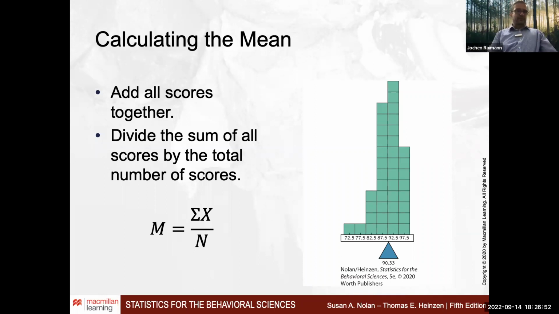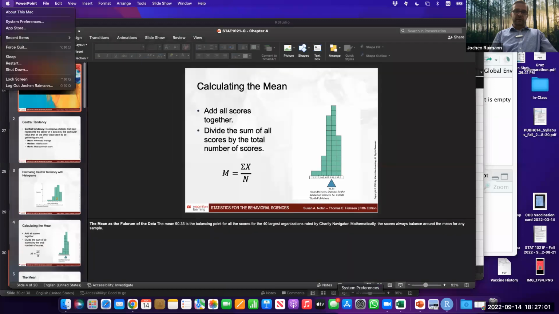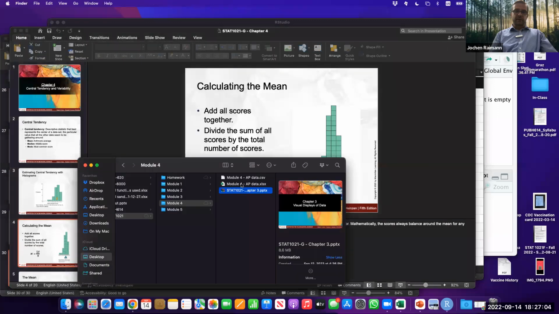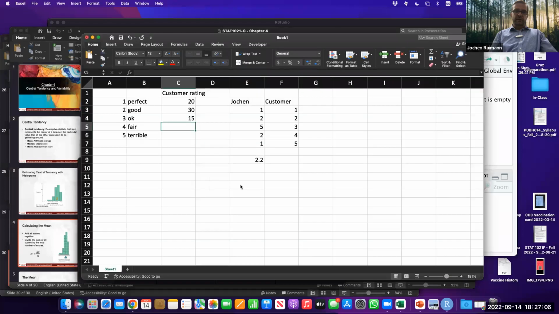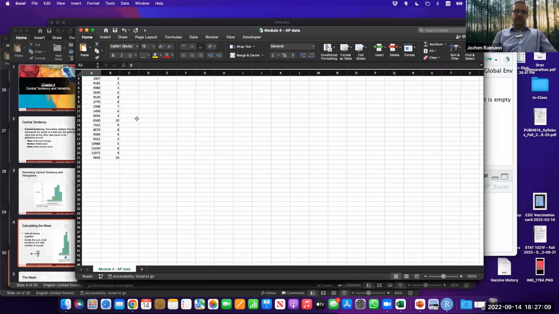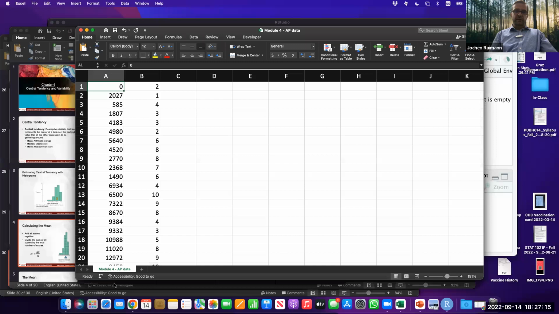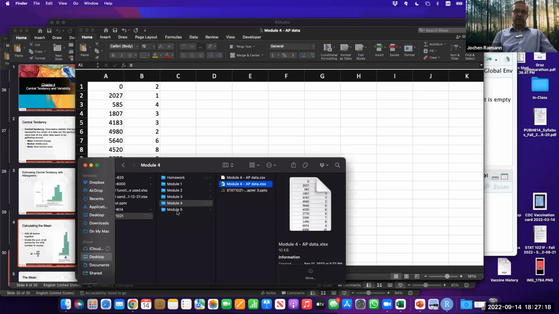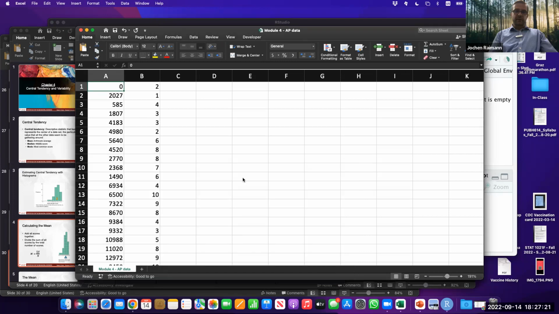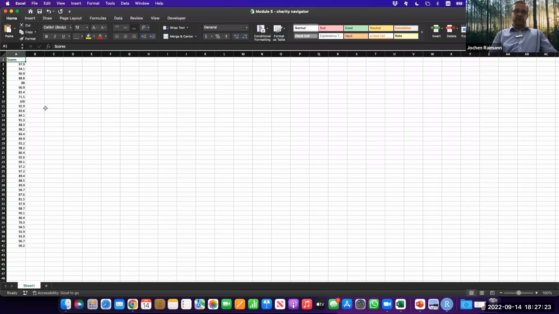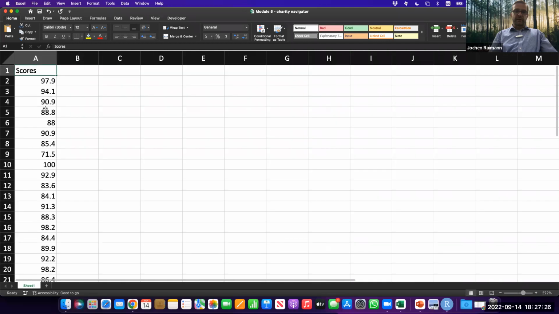If we open the Excel spreadsheet, please. Module 4 AP data. I should deliver chapter 4. No, module 5, Module 5 Charity Navigator score. So here are the scores. It's 40 scores that we're looking at. Is this module 4 or module 5? It's module 5, sorry, it was my bad. I opened the wrong spreadsheet.